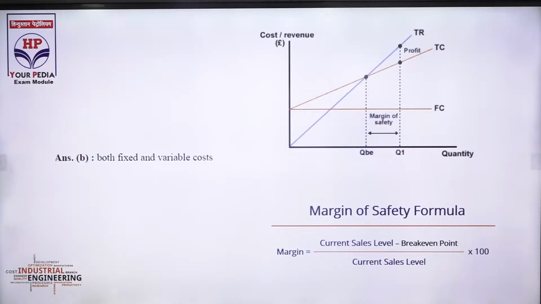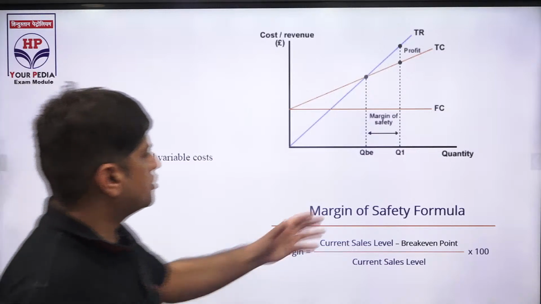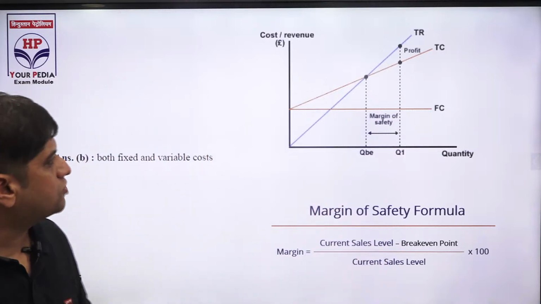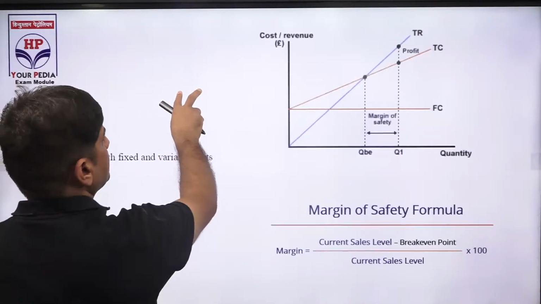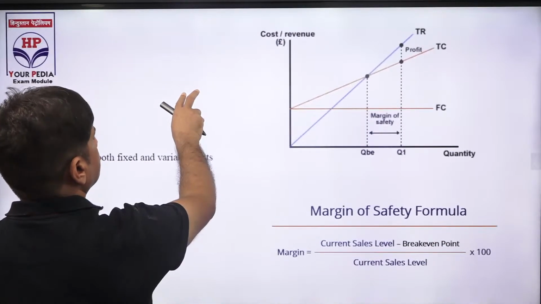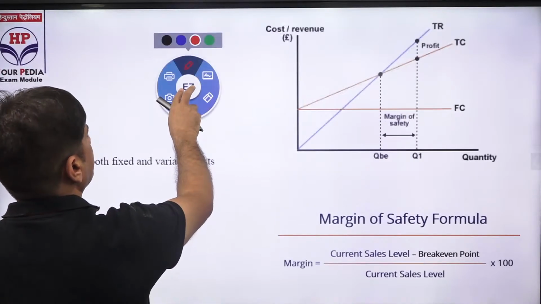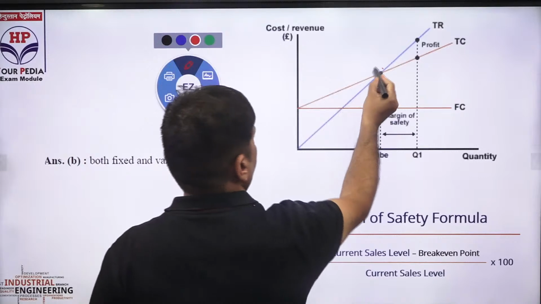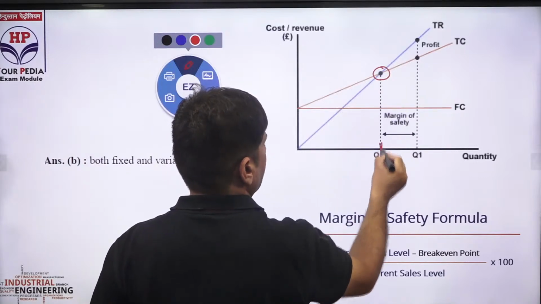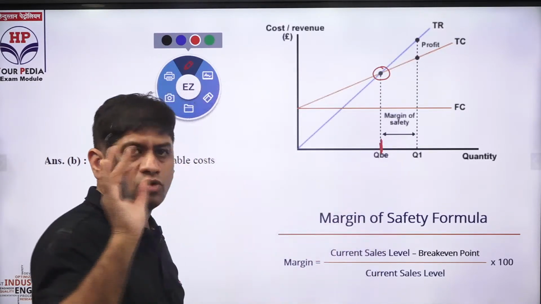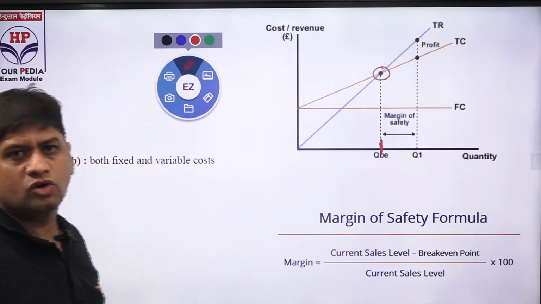I want you to remember there is something called margin of safety. How do you calculate margin of safety? See one thing carefully here. If you are somewhere on the break-even, that means you are neither in profit nor in loss. Break-even means you are in the optimum zone, neither profit nor loss.